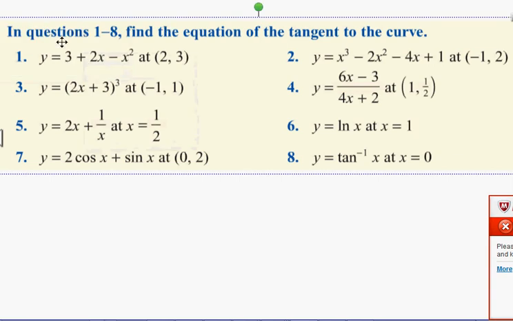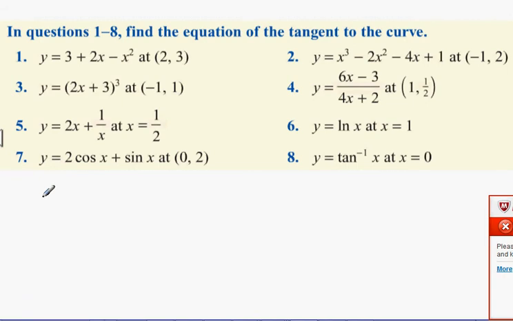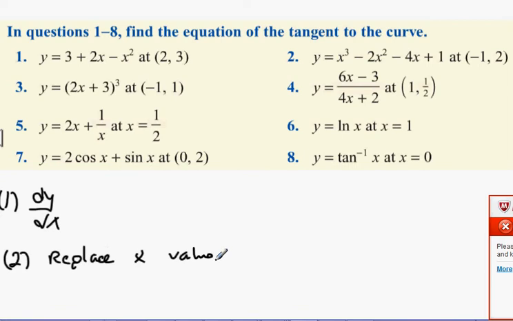So, the general procedure in questions 1 to 8, find the equation of the tangent of the curve. Step 1, define dy dx. Step 2, replace the x value with the point given, replace the x value with the x coordinate given to get the slope.